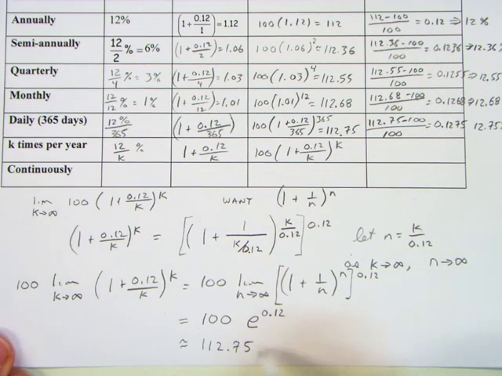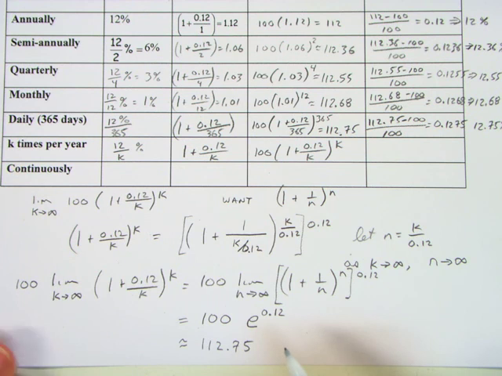Our book will say, oh, if it says daily, just use continuously. I don't want you to do that. If it says daily, I want you to use daily. If it says continuously, I want you to use continuously. All right, let's take a look at the next page.